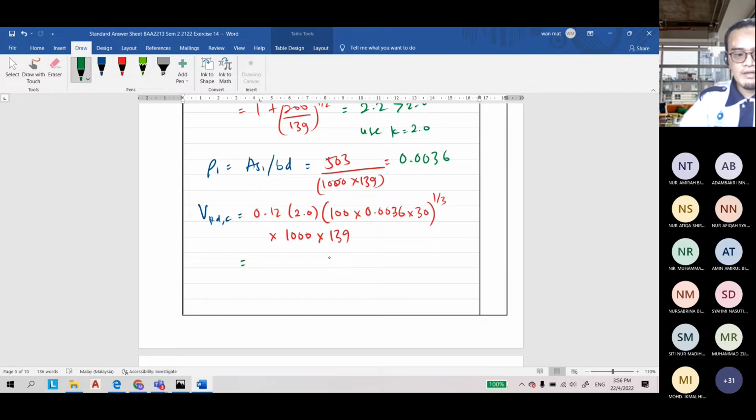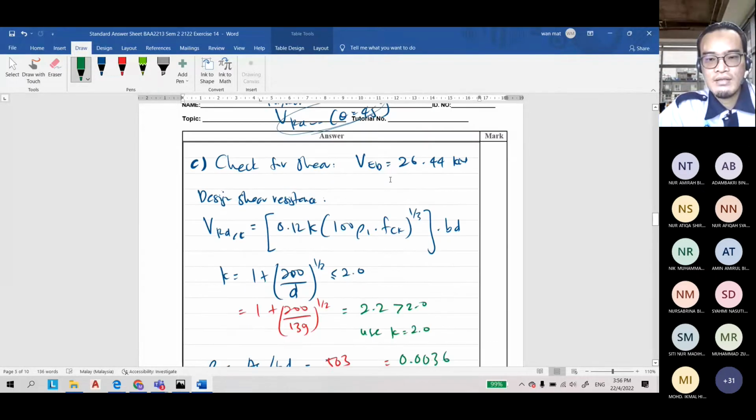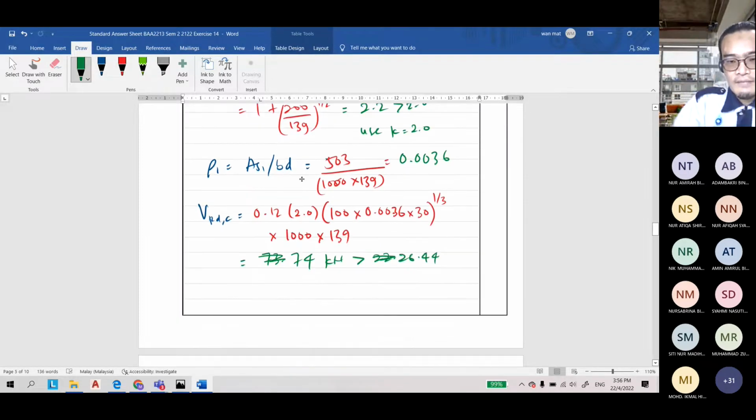Okay, any value? 73.74. 774 lah buat. Senang. Okay, kilonewton greater than 26.44. Tadi kan yang kita kira kan, this one. Kilonewton. Okay. Therefore, shear reinforcement is not required.